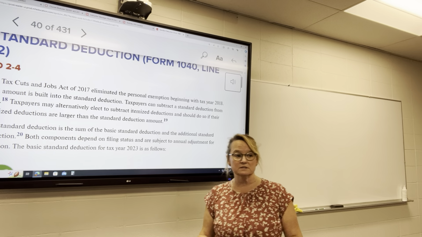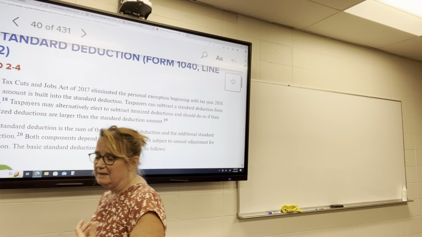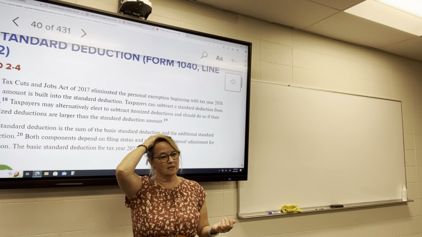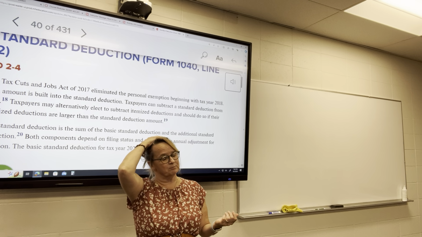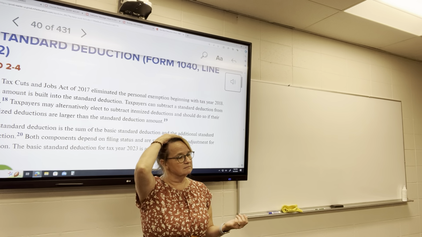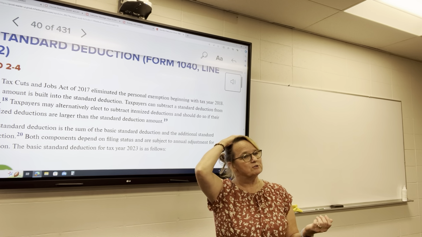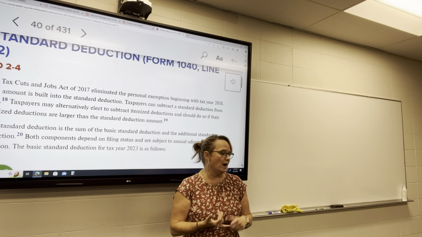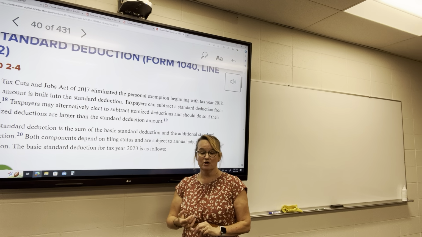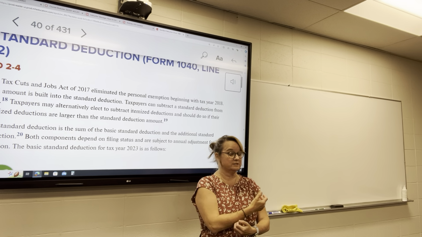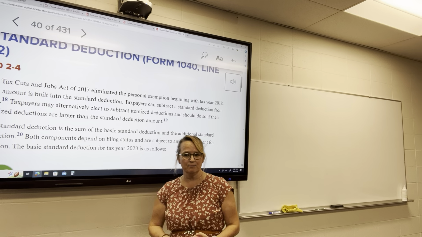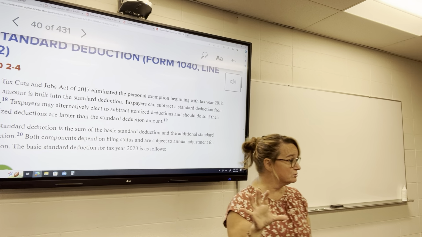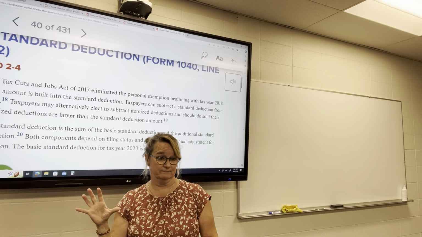We used to have this thing called personal exemptions, and maybe some of you remember. Libby, I know you worked in the VITA program, and it happened back in 2017. These personal exemptions, what used to happen was you would be allowed what they called a personal exemption for each individual on your tax return. So if it was a married couple with 3 kids, you'd be allowed 5 personal exemptions. For each of those personal exemptions, you would get a deduction.